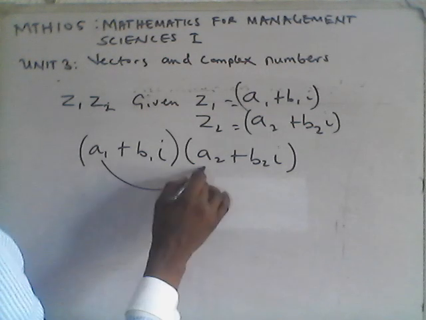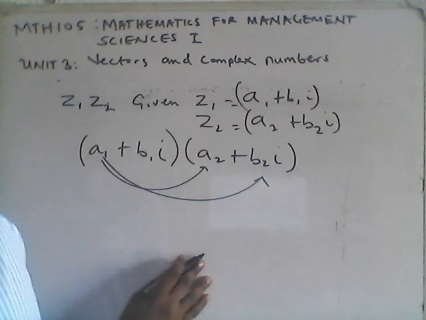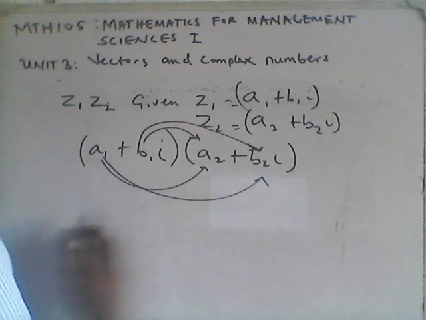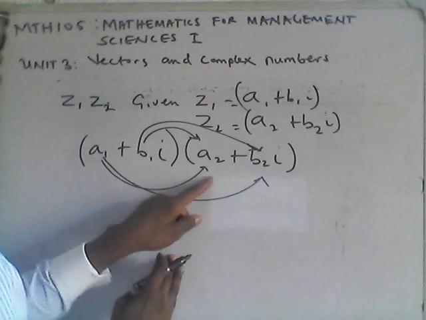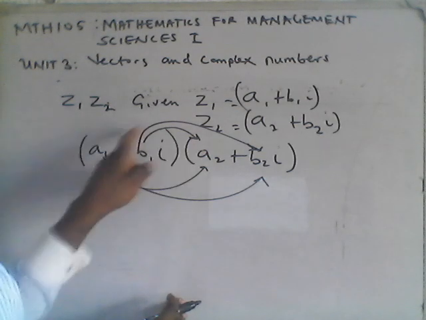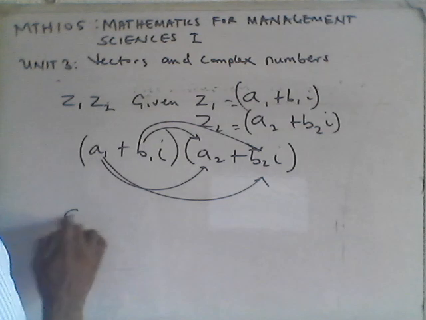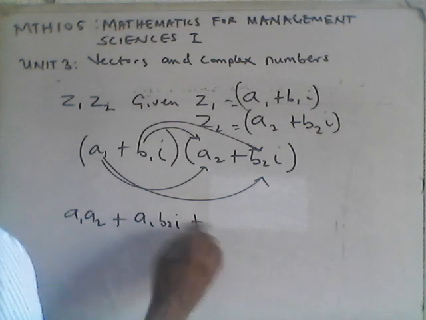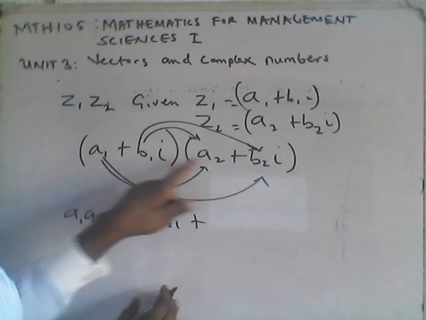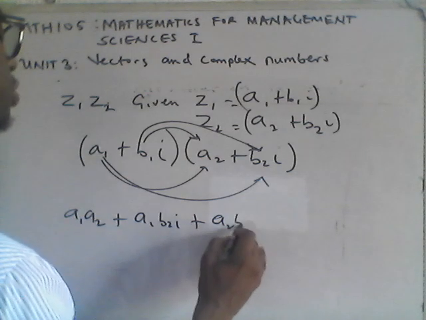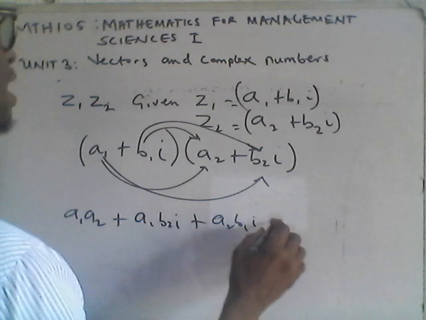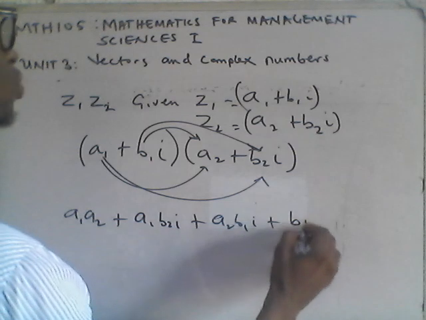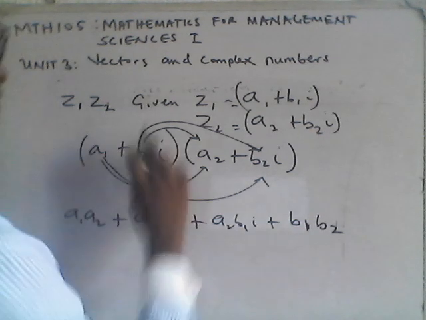That's multiply this by this, multiply this by this, then multiply this by this, multiply this by this. So by the first line here, you're going to get 4 terms, because this is 1, this is 2, this is 3, and this is 4. So let's go. a1 times a2 is a1a2, plus a1 times b2i is a1b2i, then plus b1i times a2 is a2b1i, and b1i times b2i is b1b2i squared. Now this last one is where the catch is.